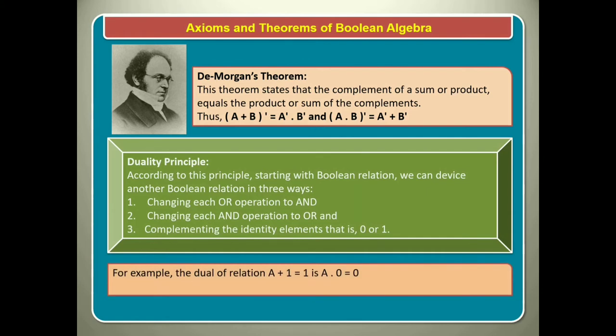For example, the dual of relation A plus 1 equals 1 is A multiplied by 0 equals 0. As you notice, the second part of axioms and theorems is actually the result of this principle. Practically, proving one part is enough to prove half the theorems. The rest of the theorems come from the principle.